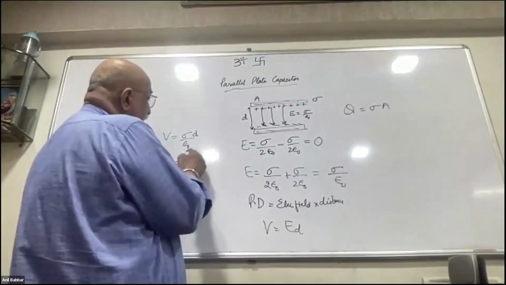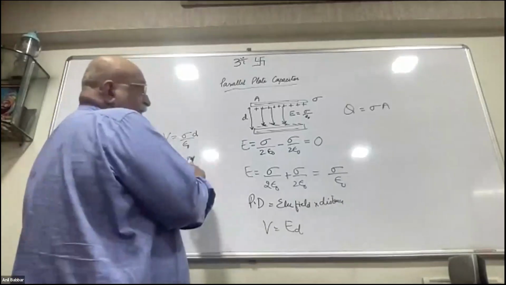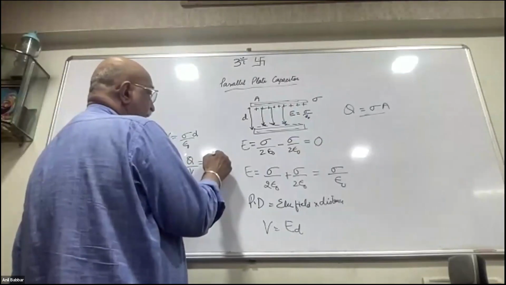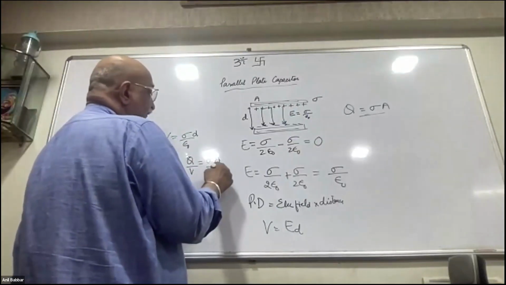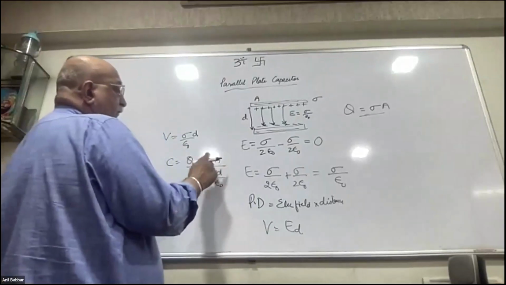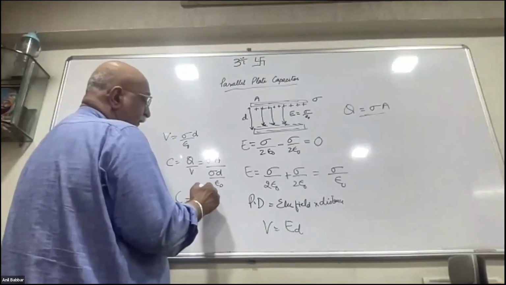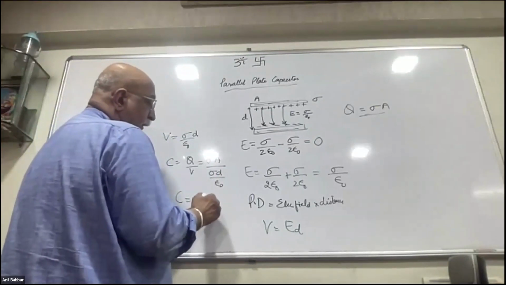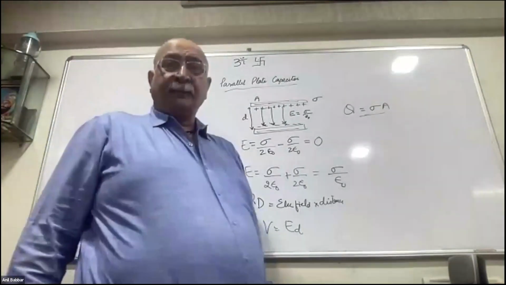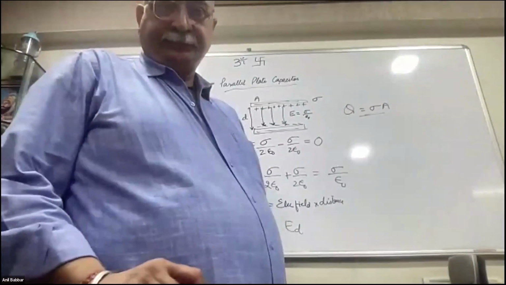Capacitance C is equal to Q by V. Right? So what is the charge we have? Sigma A. This is equal to sigma A upon sigma D by epsilon naught. This sigma goes with this. So we have C is equal to epsilon naught A upon D. This is the formula of the capacitance of a parallel plate capacitor.